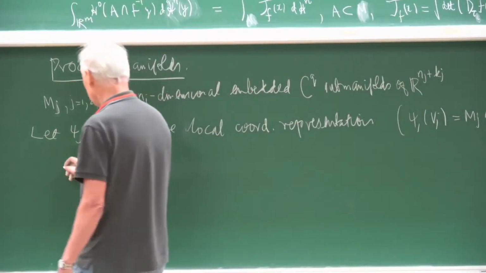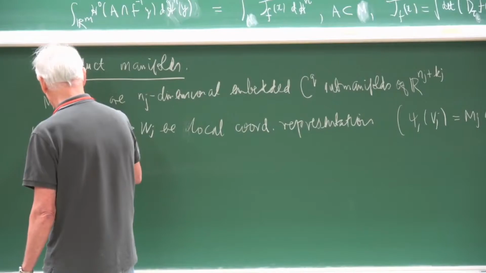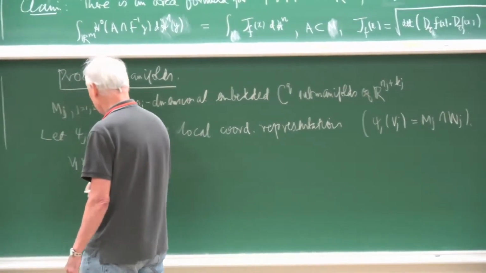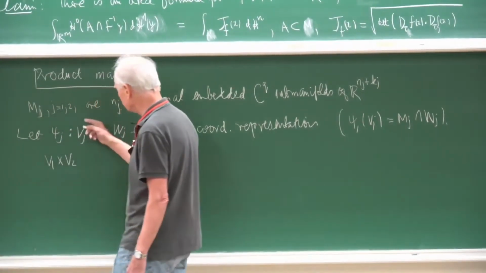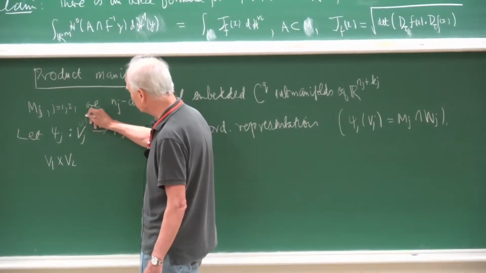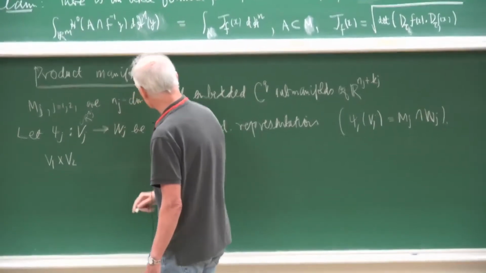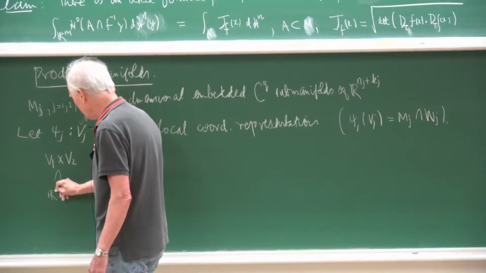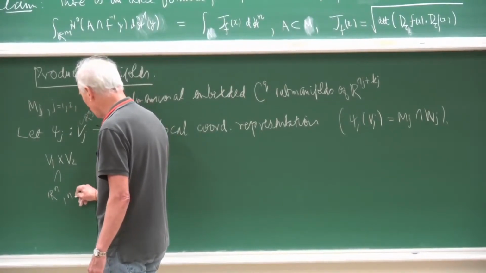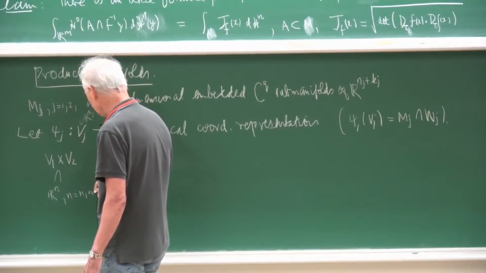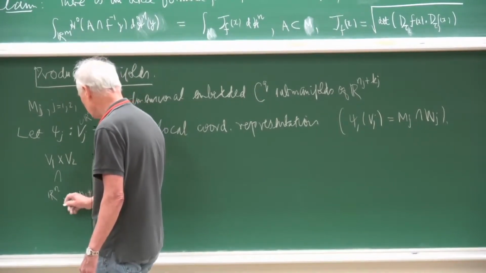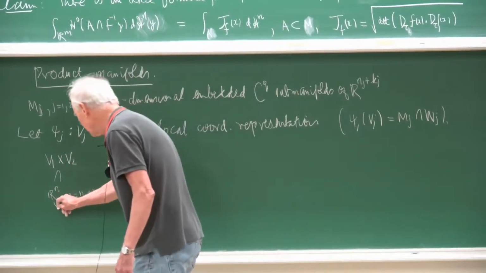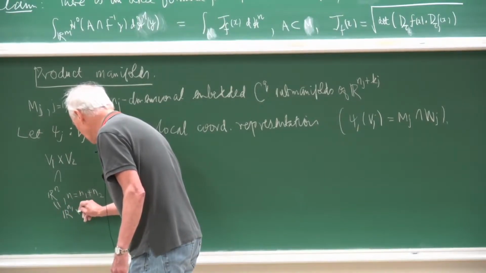And consider the product of V1 Cartesian product with V2. Now remember, V1 is by definition of local coordinate representation in R^n1, and Vj is in R^nj. So this would be contained in Rn, where n is equal to n1 plus n2. So this is the Cartesian product Rn1 cross Rn2.